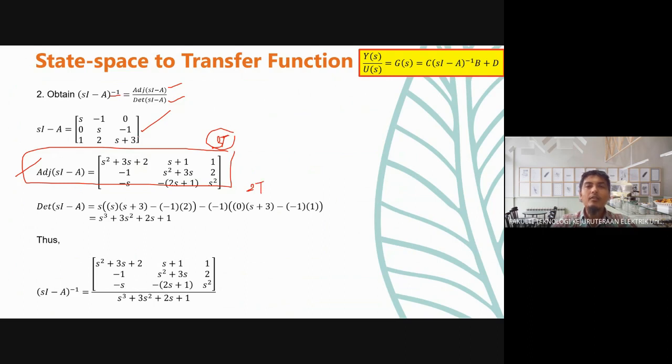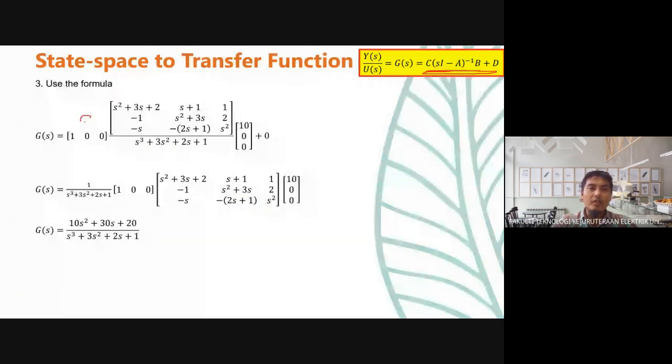2T techniques. And then this is the answer for the determinant sI minus A. Okay, so thus the (sI minus A) inverse, this is the adjoint of (sI minus A), and this is the determinant of (sI minus A). So finally, you apply to this formula C (sI minus A) inverse B plus D.